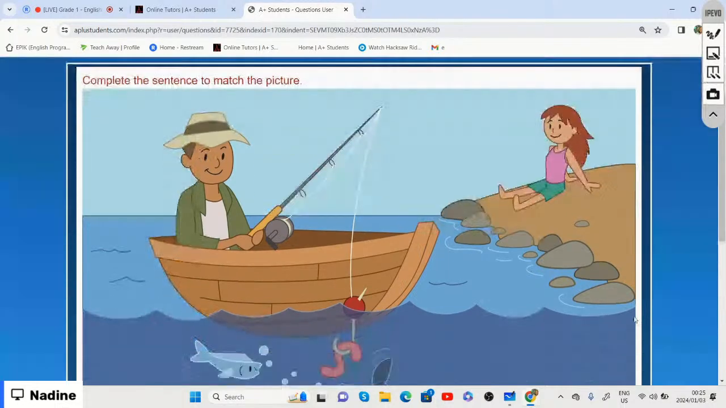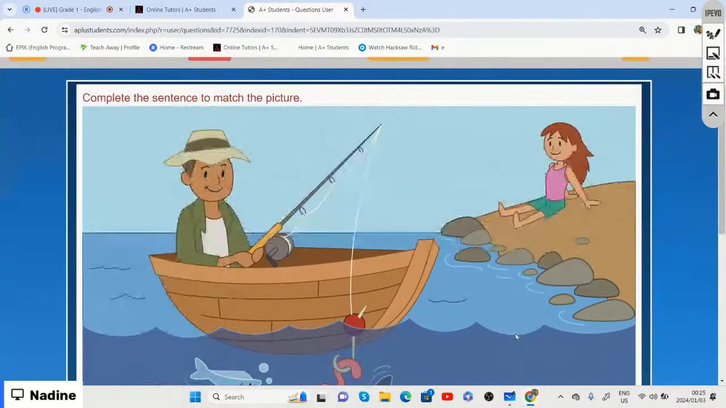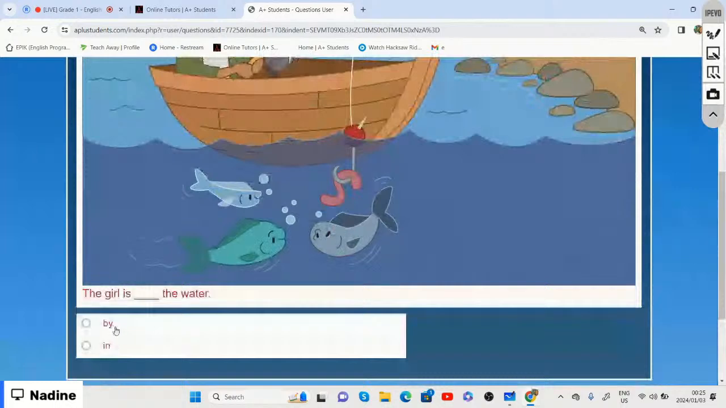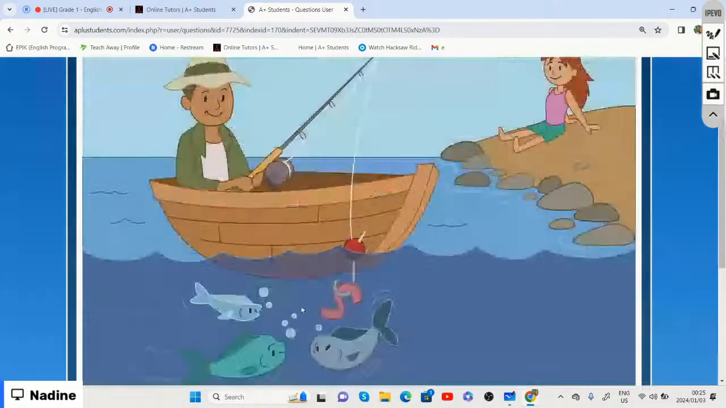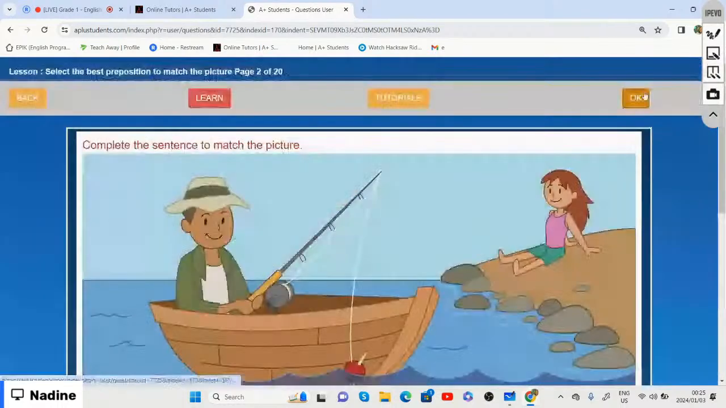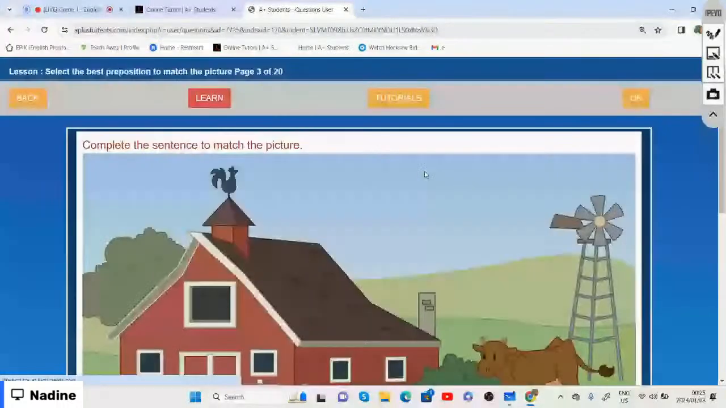All right, so if we complete the sentence to match the picture, we can say the girl is sitting by the water. And the reason why we say by is because she's not sitting in the water, right? She's not in the water at all, right? So she's sitting by the water. And by is correct.